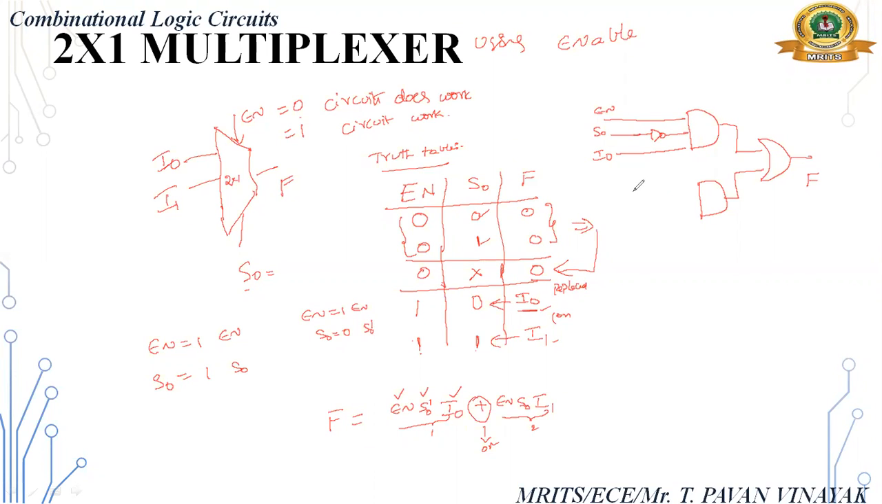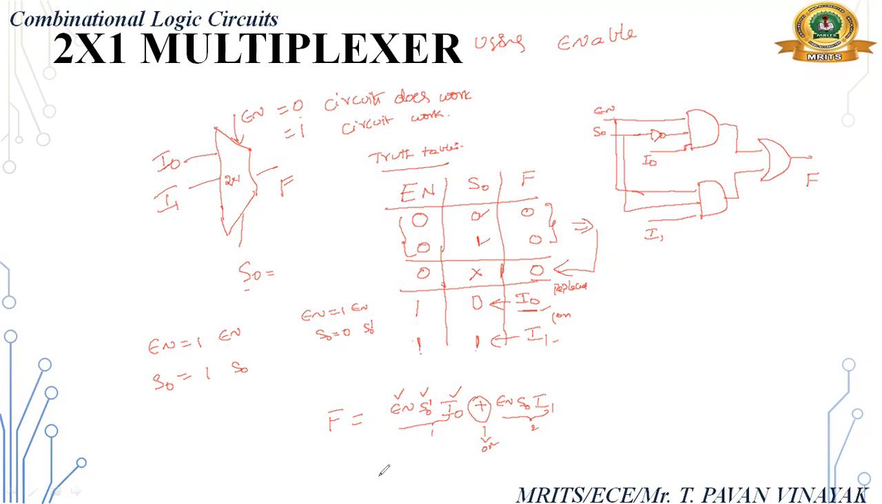Next, En. The same En we are using, so writing that one only. Next, S naught, I1. Okay, so this is the circuit using enable.